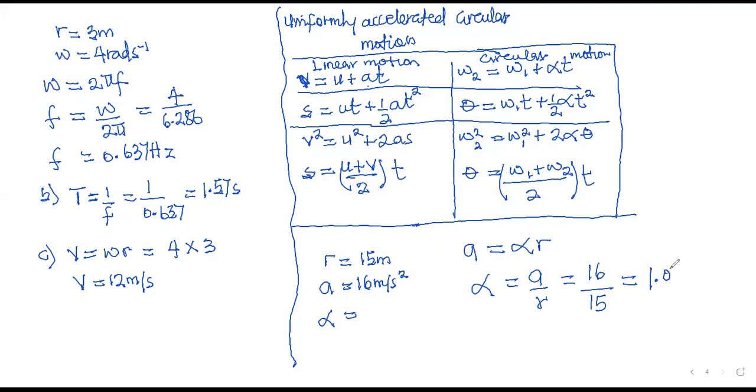0.7 radian per second. Radian per second squared. Yes, please. So I'm sure the question on the minds of a lot of you is that, you see, angular acceleration is in 16 meter per second squared, radius in meter.